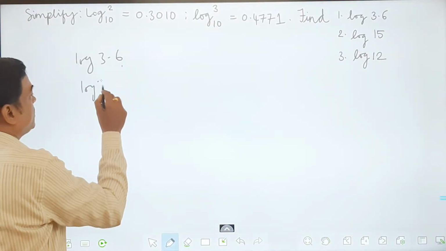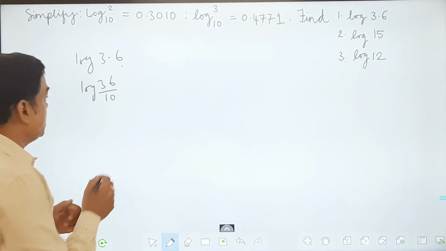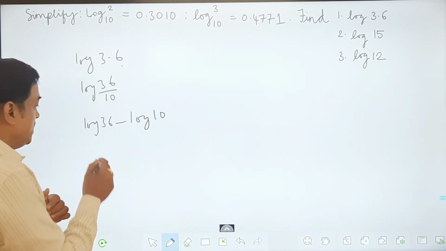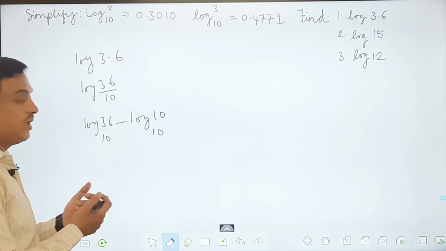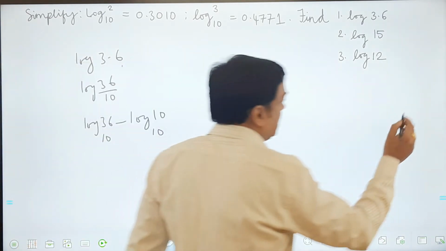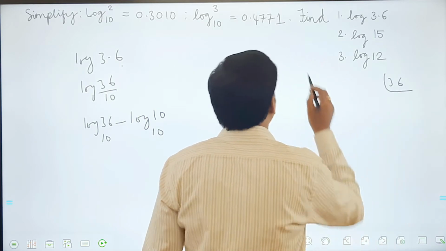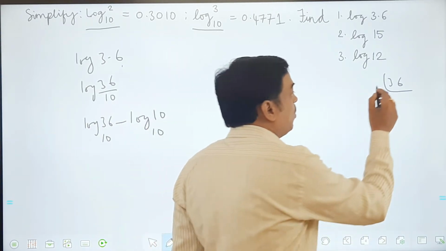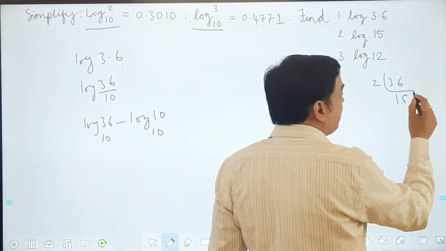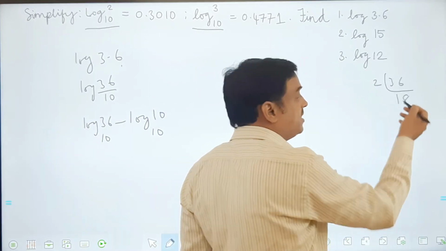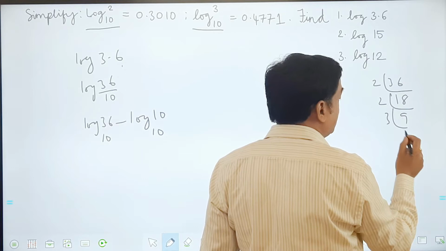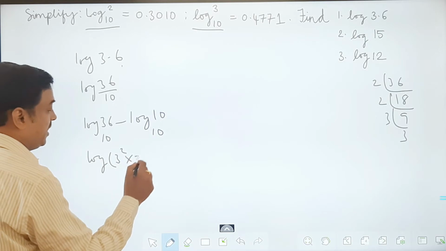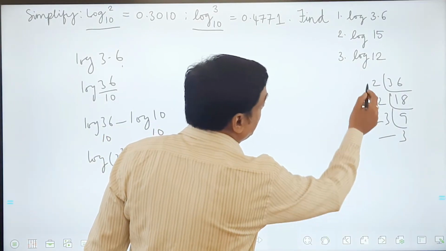Log 3.6 can be written as log 36 by 10, also as log 36 minus log 10. This is by default base 10 and base 10, so you can understand it is 1. And now for 36, because I want to get the things in the form of log 2 and log 3, I divide by prime factors. If I divide 36 by 2, I get 18, again by 2 it is 9, by 3 it is 3. So I can write this as log of 3 square into 2 square.